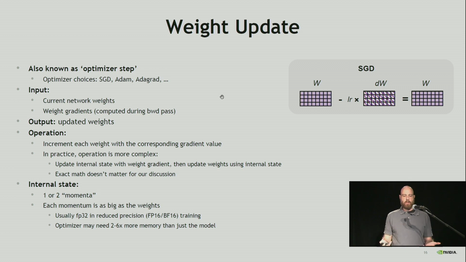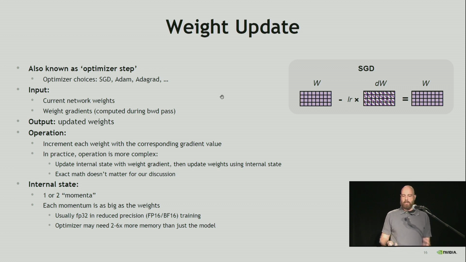So for the optimizer, which performs the weight update, the inputs are the current network weights, also the weight gradients that we just computed in the backward pass, and the output is updated weights. Operation is some pointwise combination of the two. It will really depend on the particular optimizer math, but it's also important to realize that it may have internal state, which is another one or two matrices of the same size, often called momenta.